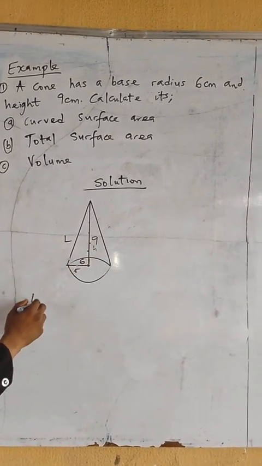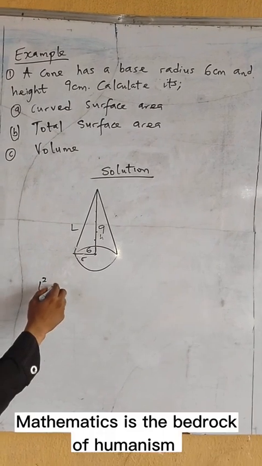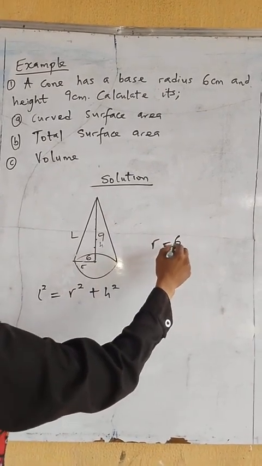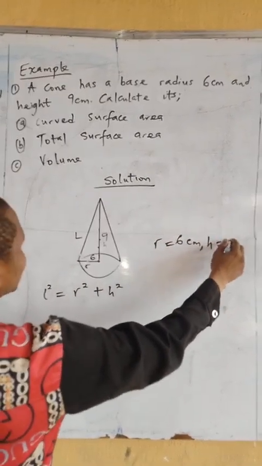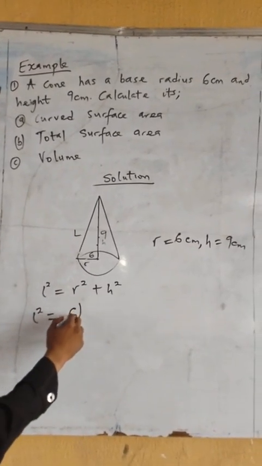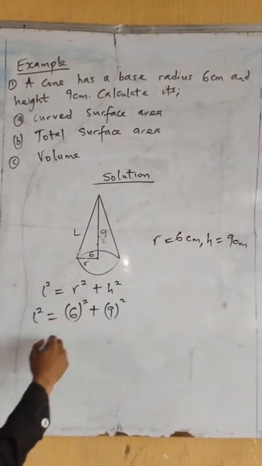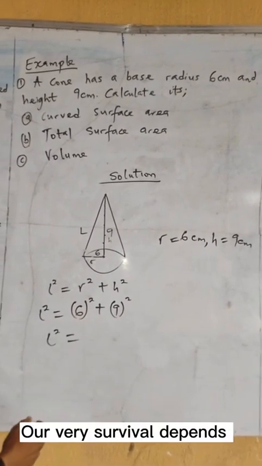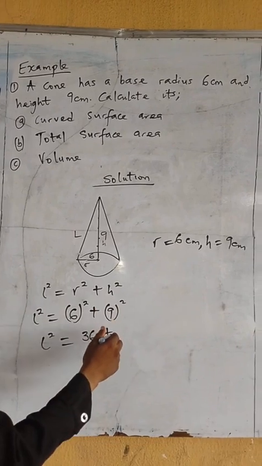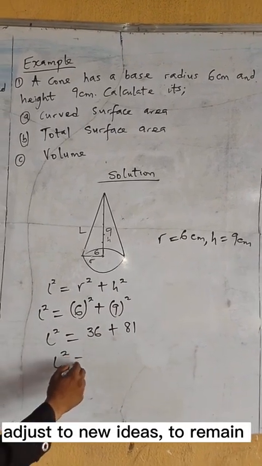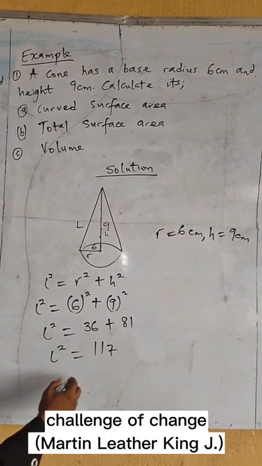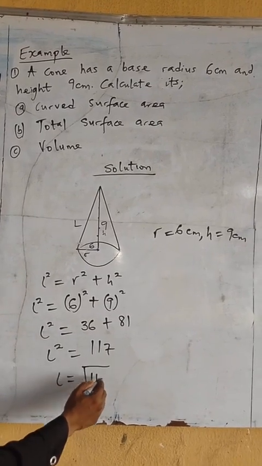So if I want to find my l now, l squared is equal to r squared plus h squared. Don't forget that from here, our r is 6 cm, while our h is 9 cm. So we are going to have l squared equal to 6 squared plus 9 squared. 6 squared simply means 6 times 6, which is 36, and 9 times 9 will give us 81. So therefore, l squared, we are going to add it: 36 plus 81 is 117. Therefore, our l is equal to the square root of 117.